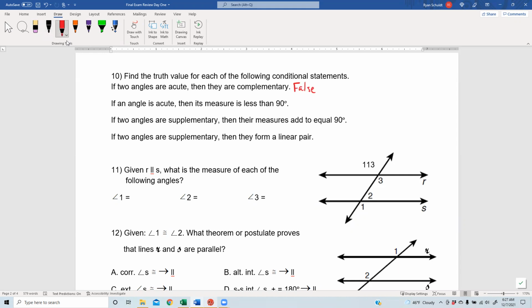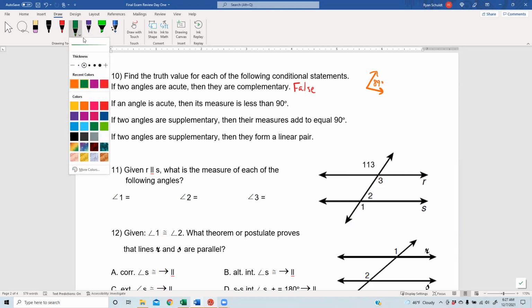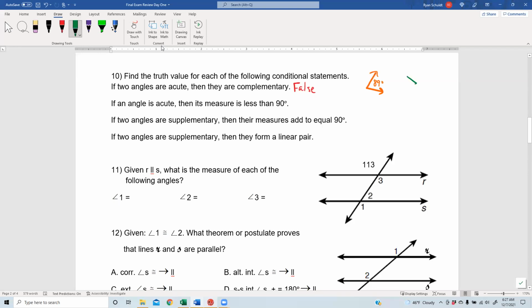But why? Complementary means they add to equal 90. But it just says any two acute angles. So I could come in here, have this angle that's 89 degrees, and then have another angle going this direction that's 79 degrees. You're telling me that if I add those together, they're going to give me 90? No. So this is false. They're both acute angles, yes. But together, they don't give me 90.